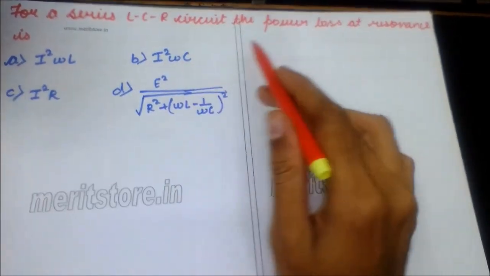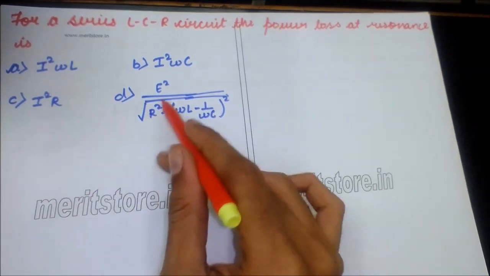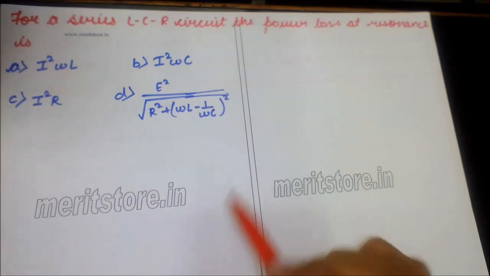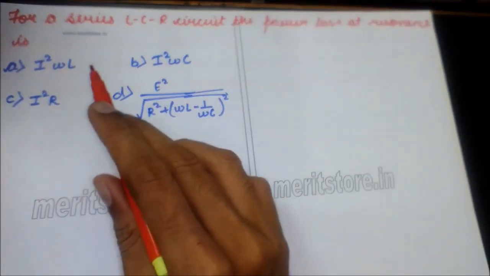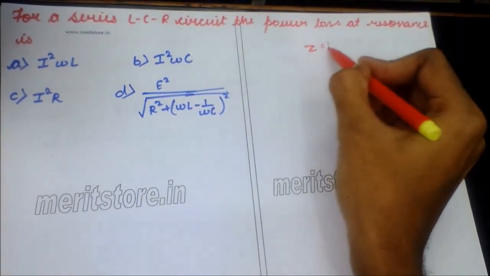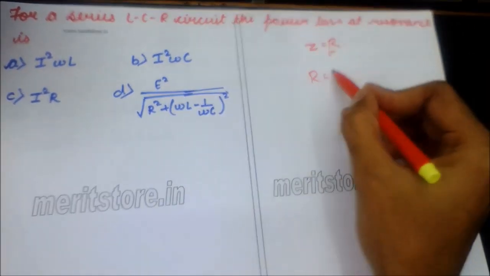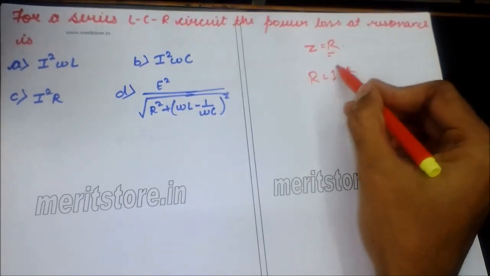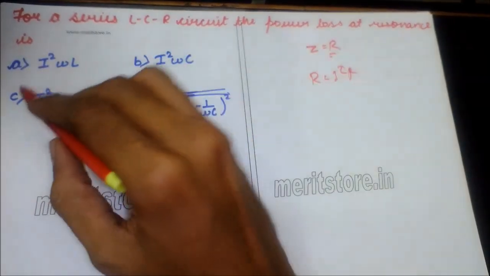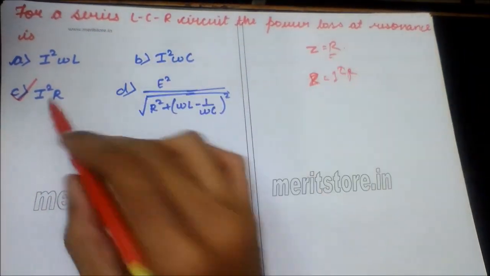In a series LCR circuit, the power loss at resonance is I square omega L, I square omega C, I square R, or E square upon root of R square plus omega L minus 1 upon omega C, the whole square. In a series LCR circuit at resonance we have Z equal to R, and the power loss will be only due to resistance, that is I square R. So I square R is the correct option.